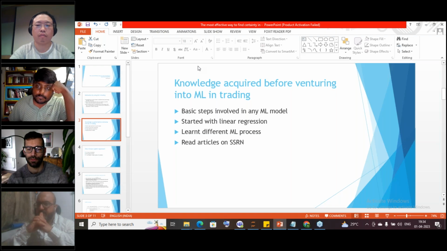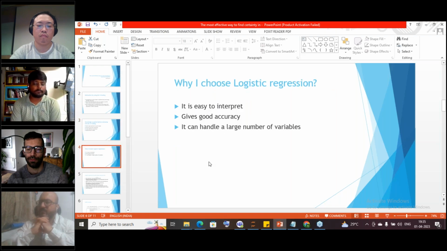I learned that as well, and simultaneously I learned different models by reading articles or watching videos, and by using the effects stuff as well. So that was my learning phase, and after that I tried to use it in my real-time trading. I chose logistic regression for this purpose, because it is very easy to interpret and it gives good accuracy. I looked at multiple ML models and found that logistic regression gives better results.